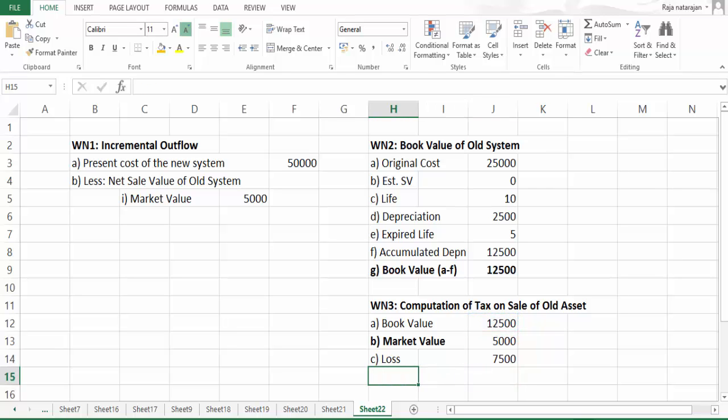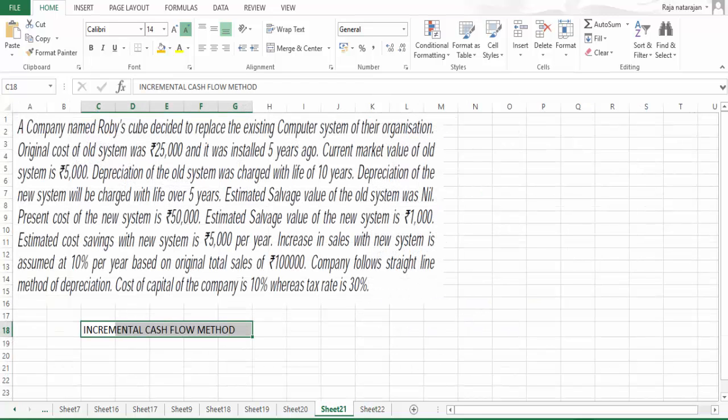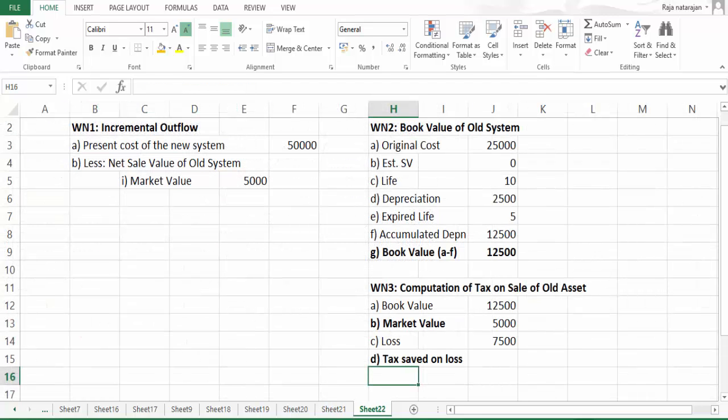And this loss will enable the company to save tax, assuming there are other profitable projects. So less, or say tax saved on loss. Tax saved on loss. So what is the tax rate? Let's go and check. Tax rate is 30%. So item E, or item D, tax saved on loss is nothing but C multiplied by 30%.